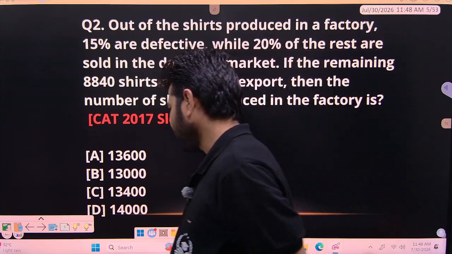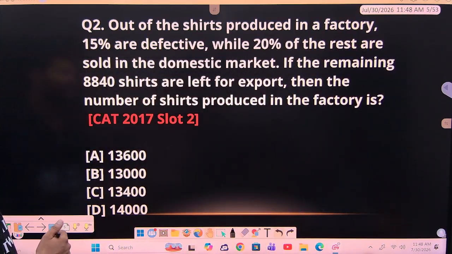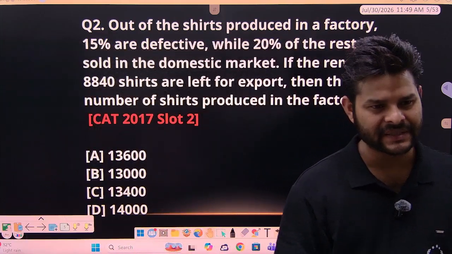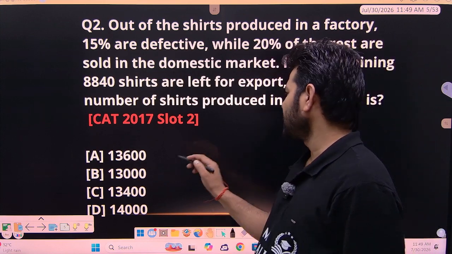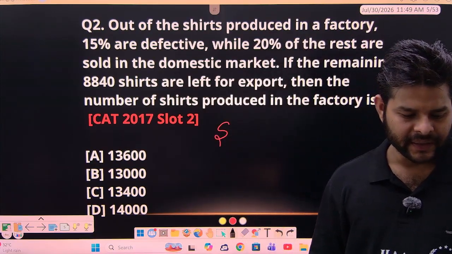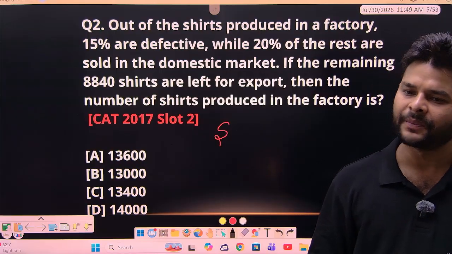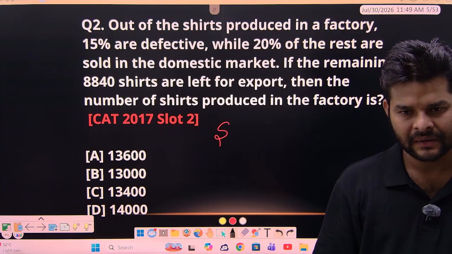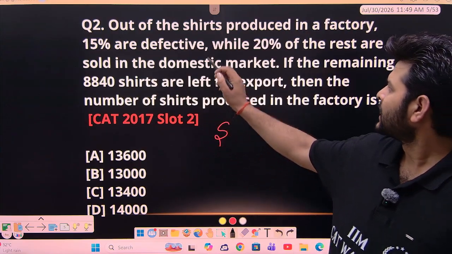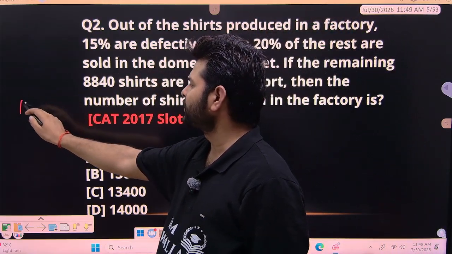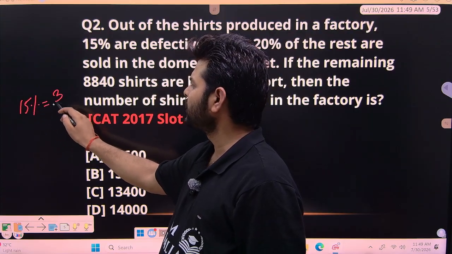The question is saying, out of shirts produced in a factory, 15% are defective. We have already discussed the basic fundamentals of percentage. Suppose a company produced shirts, out of X shirts, total shirts are X, 15% are defective. That means the fraction of 15% would be 3 by 20.